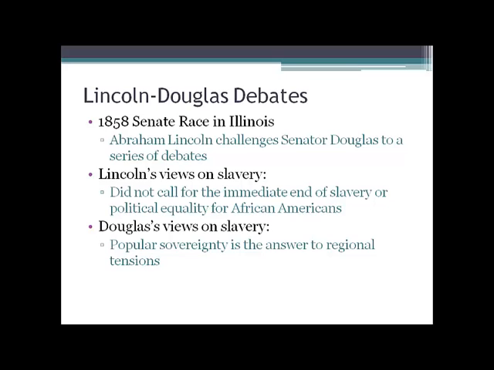Just some extra stuff to write down in number 1, if you have room left. The Lincoln-Douglas debates take place during this time, and this is how Abraham Lincoln makes himself a household name. Lincoln's views on slavery: we all look at Lincoln as the hero who set the slaves free, but he did not call for the immediate end of slavery or political equality for African Americans, at least in 1858. And of course, we know Douglas's view on slavery is that popular sovereignty is the answer. Let the people of the actual region vote whether they want slavery or not.